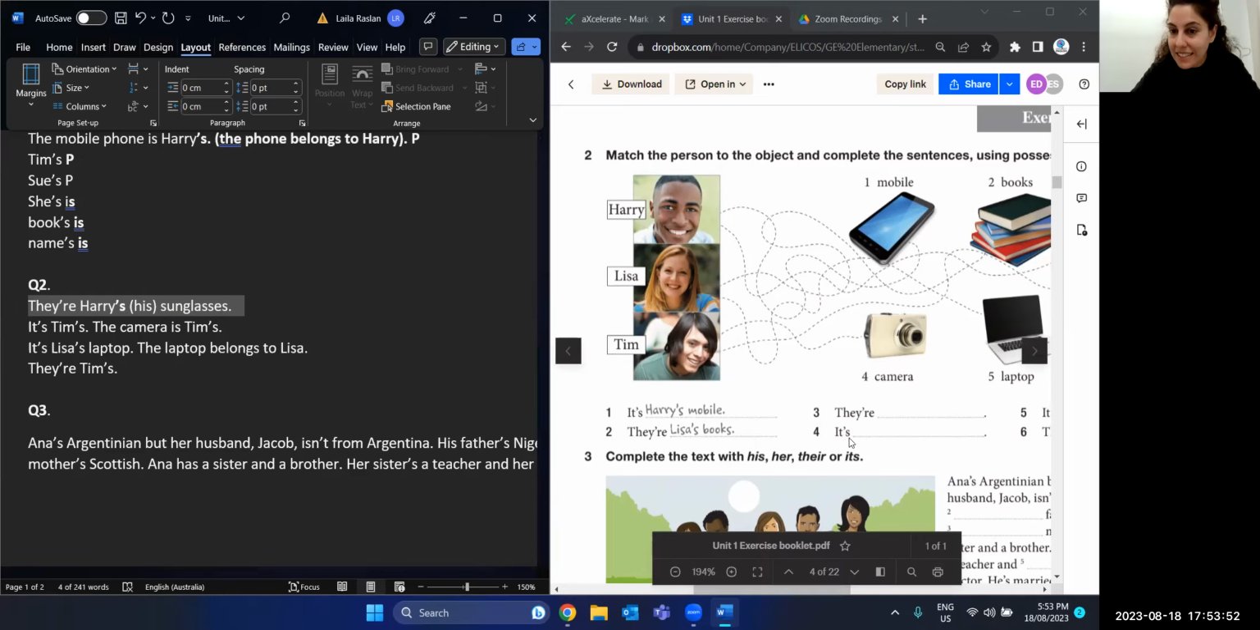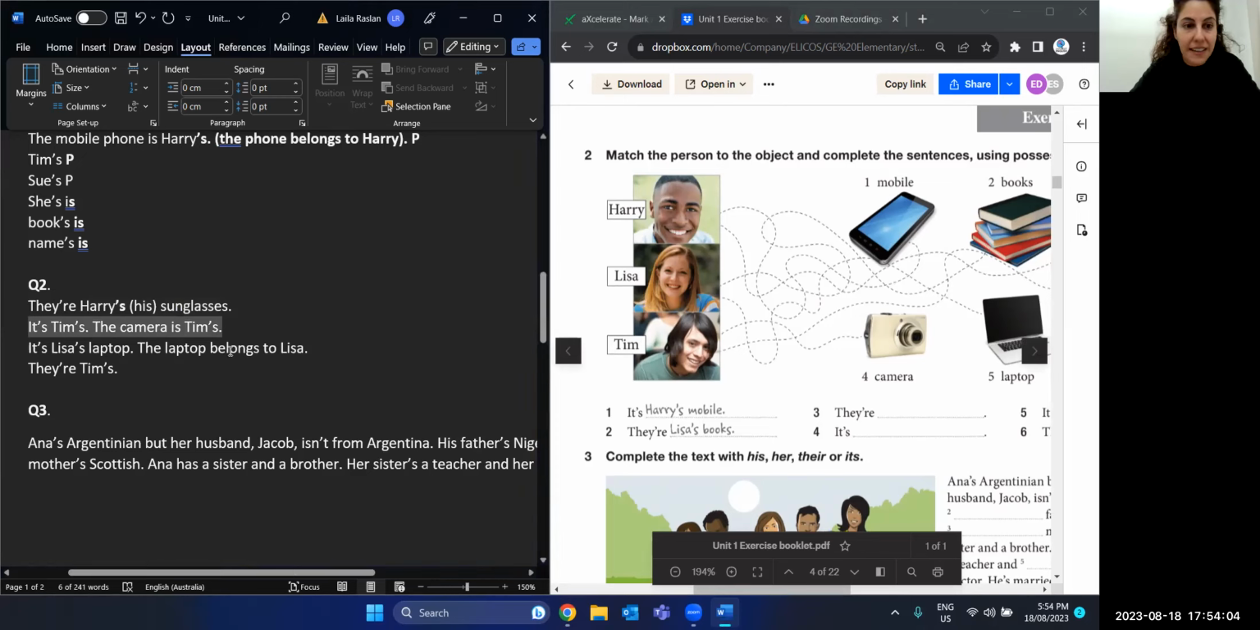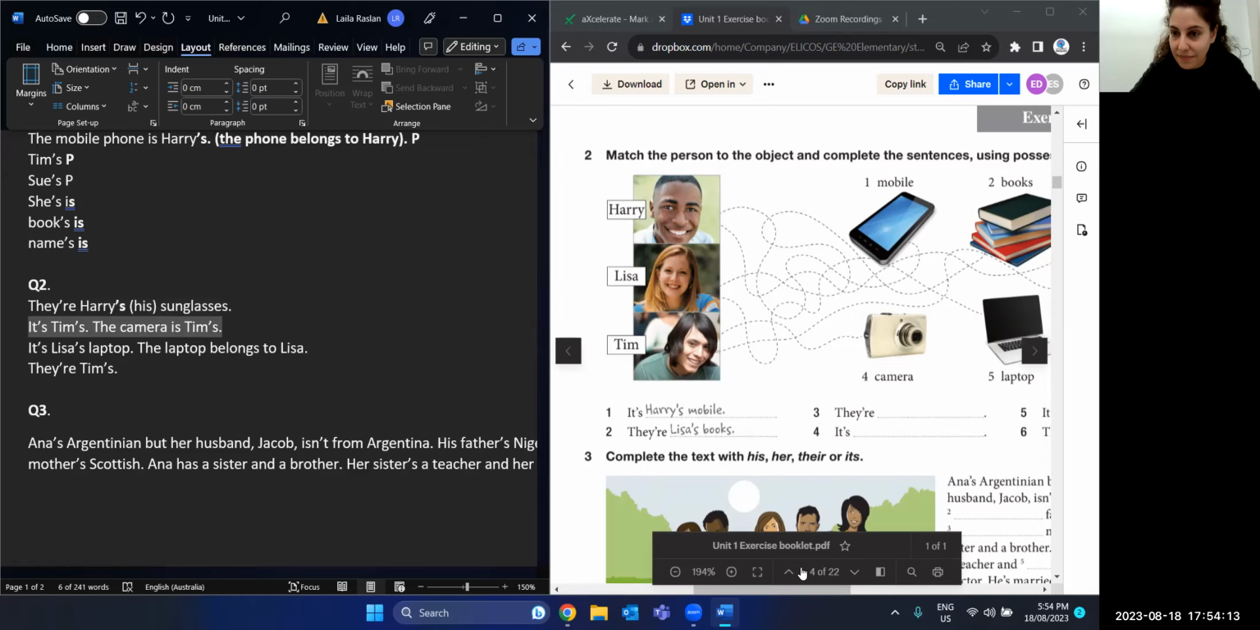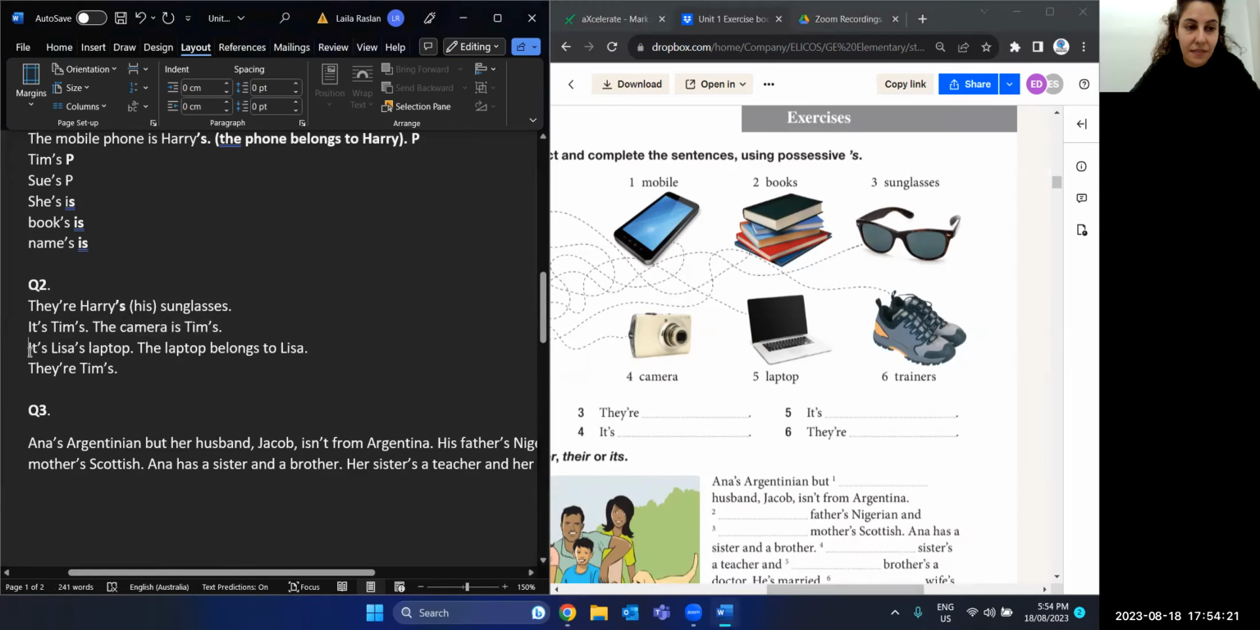Number 4, it's Tim's camera. Yep, it's Tim's. It's Tim's camera, or the camera is Tim's. I need to put Tim with an apostrophe S, because it's his. Number 5, it's the laptop. It's Lisa's laptop. It means the laptop belongs to Lisa.